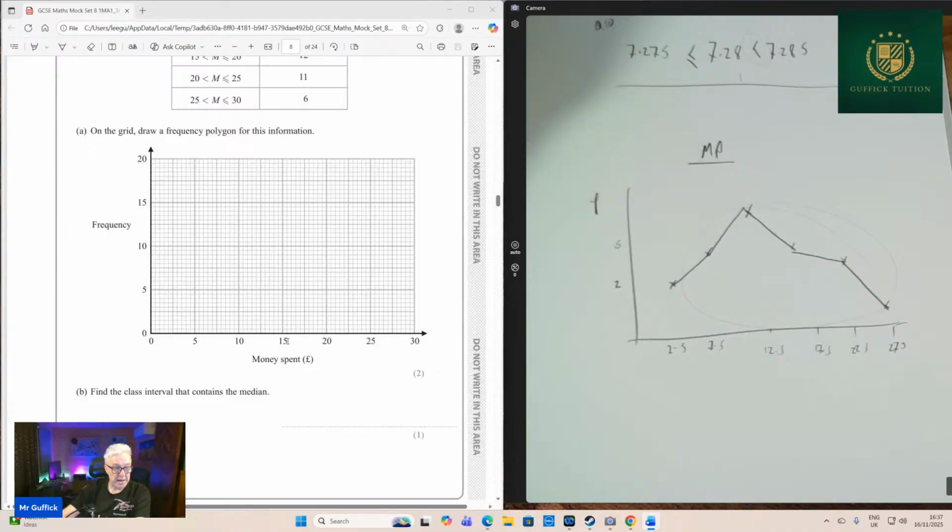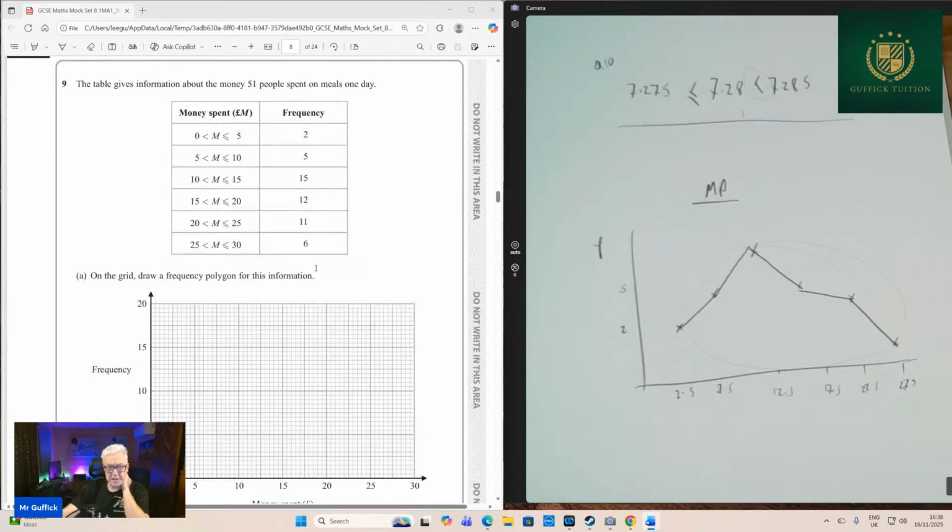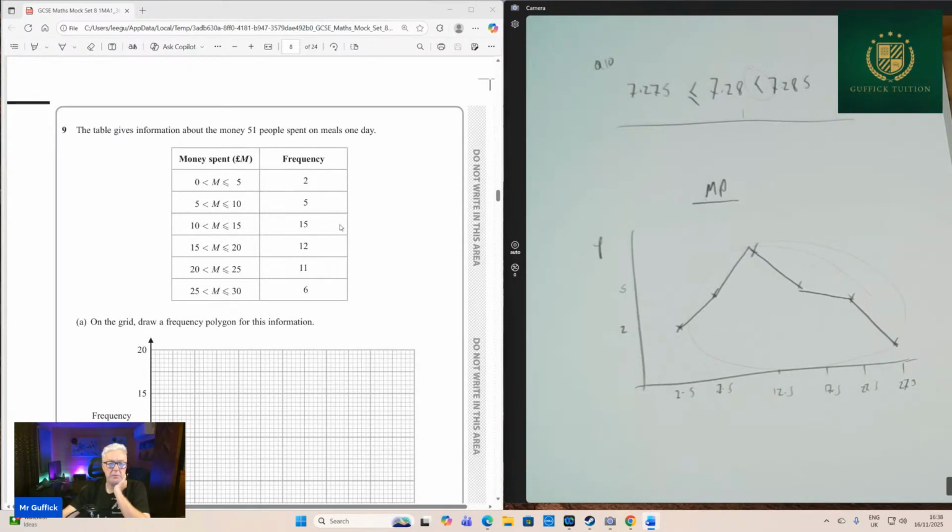Okay, now the next question. Find the class interval that contains the median. So the median is going to be the middle value. So we've got 51 people, so we're going to really want to find out where we've got, say, the 26th person. So 51, we divide that by 2. That gives us 25.5.